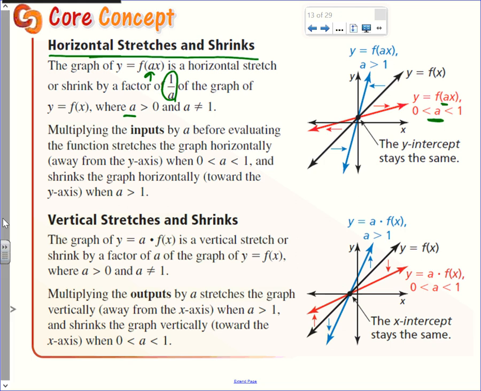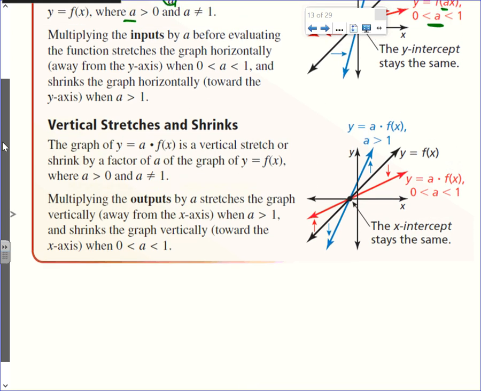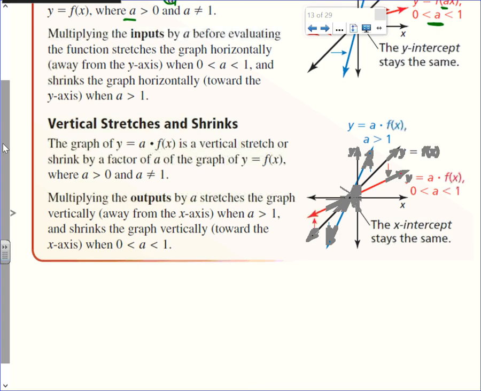As opposed to a vertical shrink or stretch, here we multiply the whole function by a value, a. The whole output, in other words. We went over this on Friday. If you were absent on Friday, you're going to watch that video. If a is greater than 1, we got a vertical stretch. If a is a fraction, remember whenever you see a between 0 and 1, that means it's a fraction, you got a vertical shrink.